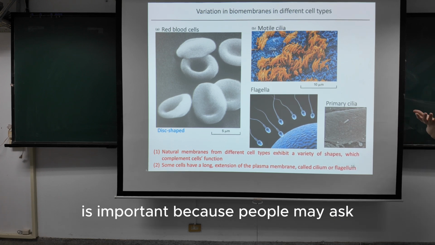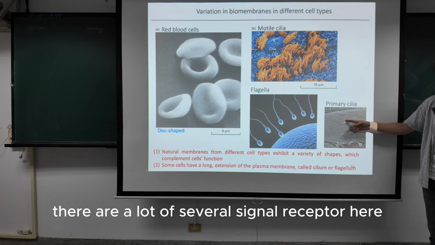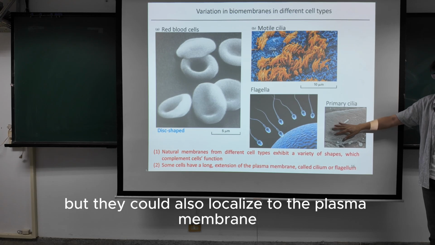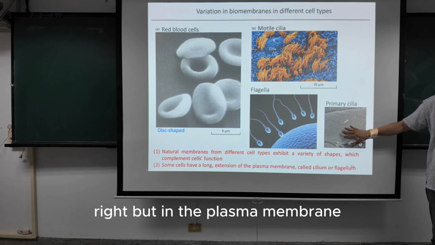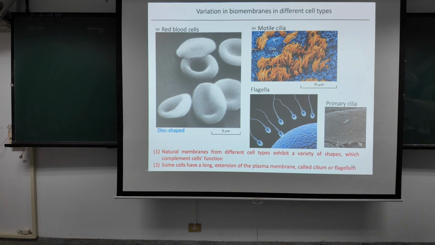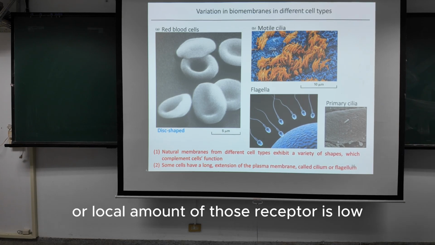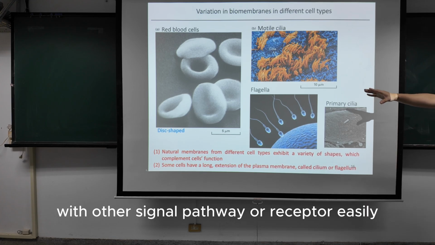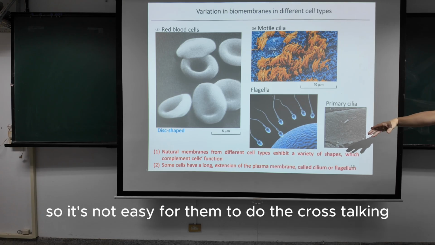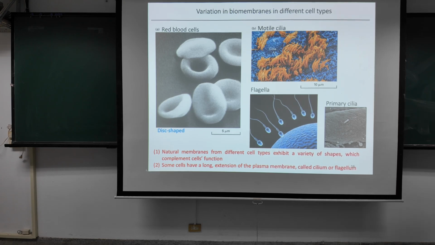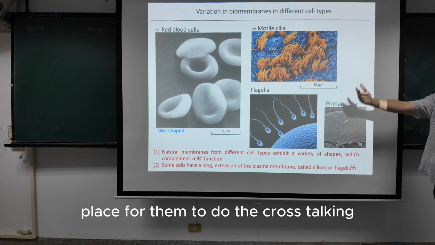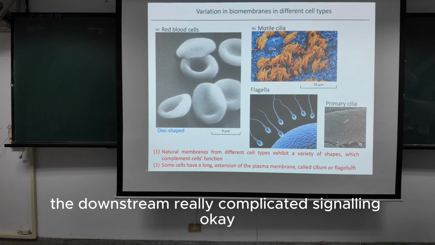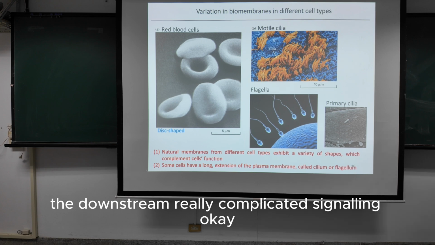People may ask, there are several signaling receptors here, but they could also localize to the plasma membrane, right? But in the plasma membrane, the local concentration or local amount of those receptors is low. So they don't meet with other signaling pathways or receptors easily, and it's not easy for them to do the crosstalk. But in the primary cilium, there is a spatial place for them to do the crosstalk and finally trigger the downstream, really complicated signaling, okay?